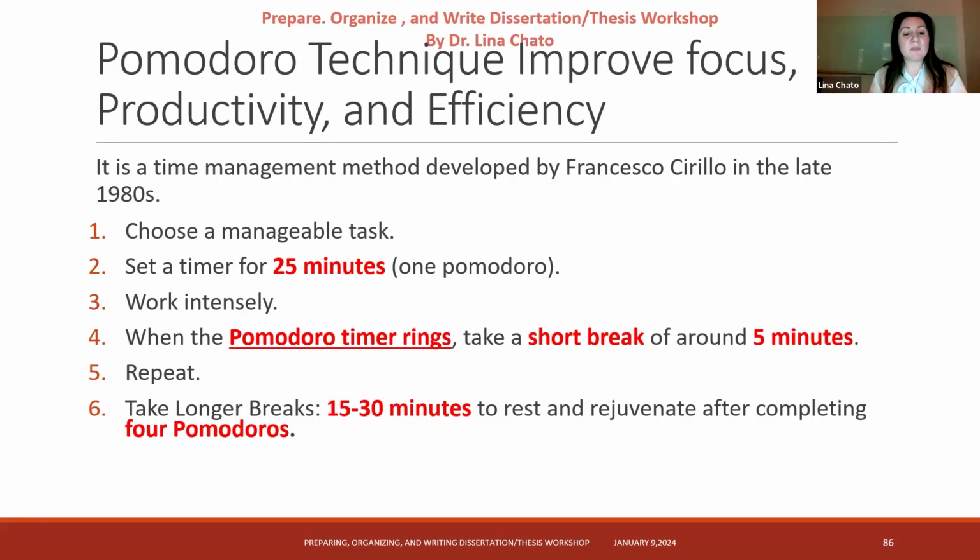After 25 minutes, when your timer rings, you can get a short break here. This short break can be 5 minutes. Then repeat this Pomodoro cycle, let's say 5 times, 4 times, 3 times, okay? Then you can take a long break of 15 to 30 minutes after you finish a few Pomodoros. Okay, this is one of the good methods. Try to use this one.